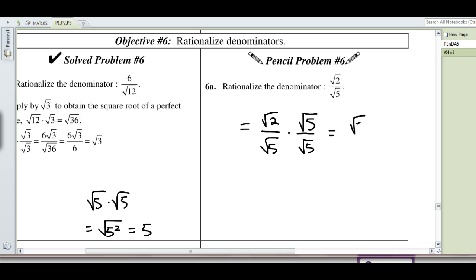So on top you'll have square root of 2 times square root of 5. And on the bottom we'll have square root of 5 times square root of 5, which over here we saw was equal to regular 5. So this is just equal to 5. And then using that first rule we've been using so much, we can just multiply these two together to get one square root. So we end up with a square root of 10 over 5 as our rationalized fraction.